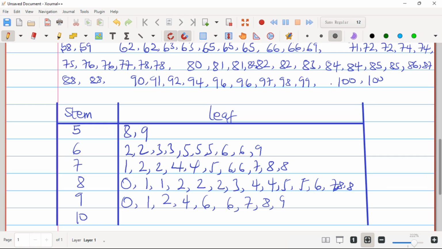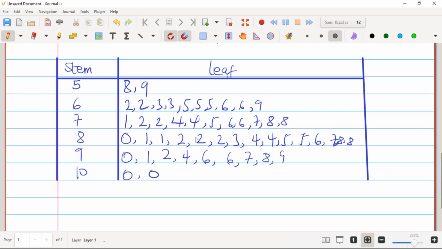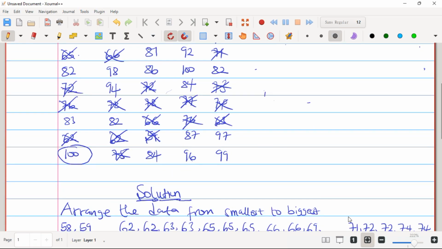And then our 10, you see, for the 10, that's the 100. We have only 0 and 0, right? So here you are just going to write 0 and 0. So this is how one can be able to construct the stem and leaf plot for the question given above. This is very simple, right? So let's go to our slides and solve another question from there.